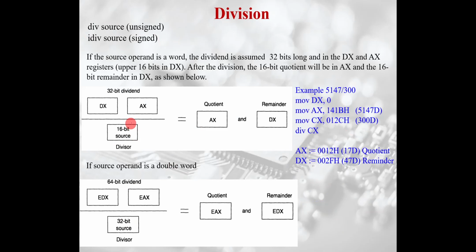And we can also have a 16-bit divisor. If you are declaring this as 16-bit, the microprocessor by default will take the data from DX and AX and do the division, and in that case the divisor will be 16 bits. The quotient will come in AX and the remainder will go into DX. Now for example, if I have to divide 5147 by 300, obviously 5147 can be accommodated in the AX register, but DX needs to be set to 0, right?